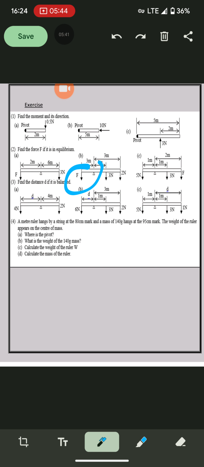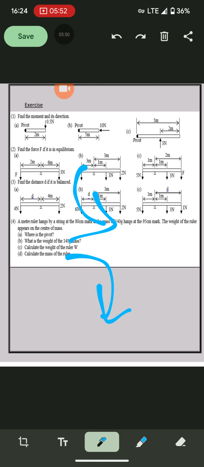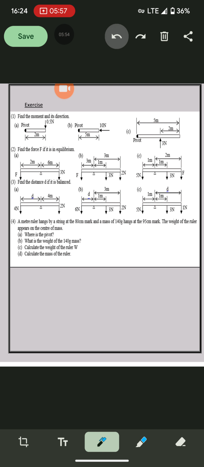This F here is trying to make the beam turn like this. So this is anti-clockwise, meaning the clock moves like this, but this is trying to turn it in the opposite direction. So it's an anti-clockwise force. So we're going to say anti-clockwise F1 D1 equals clockwise, the ones that are trying to make the beam turn like this.